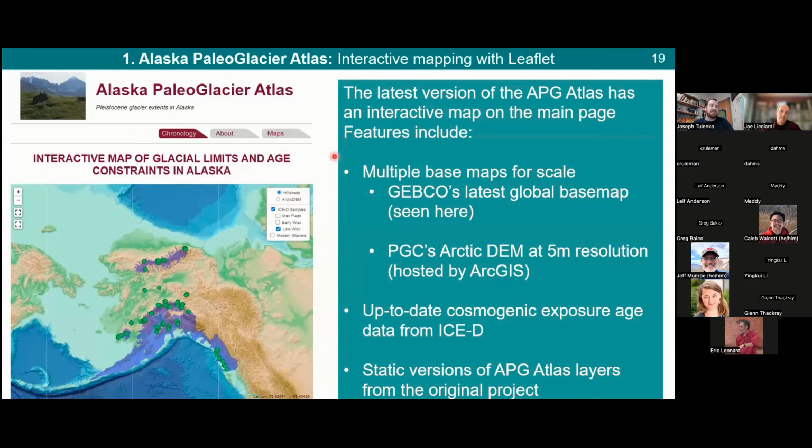And so here is the interactive map page. I just have a screenshot for now, but if people are curious, I could show the website in this talk later. But what I have here is the latest version that includes a high resolution base map, a few different ones. So there's the GEBCO base map, and then also the ArcticDEM that PGC hosts live in ArcGIS. And then, of course, as I've been saying, ICE-D data served directly from the database.